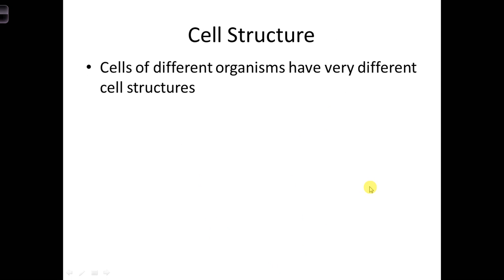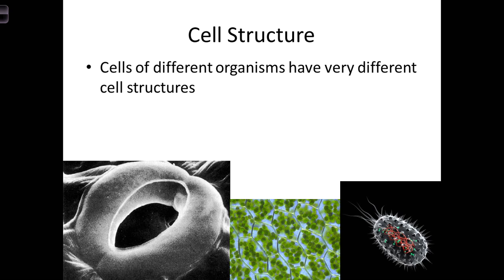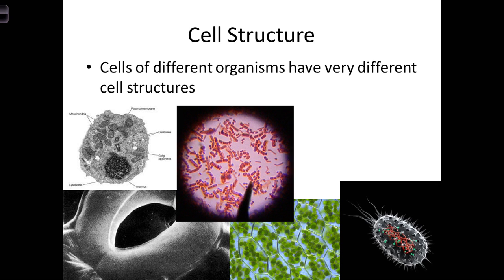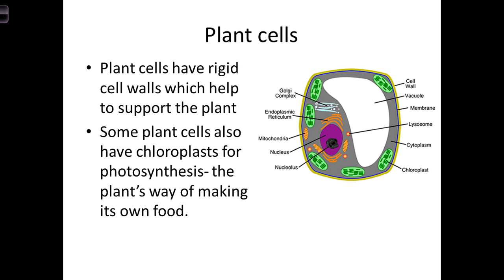Okay, let's carry on. So cell structure. Cells of different organisms have very different cell structures. And in particular we're going to look at plant and animal cells. So here we've got some different cell types. And you can see they're different shapes, and different colors and different sizes. So depending on different living things, they've got different types of cells. But even inside one organism you've got different types of cells, and they can be quite different. But they've all got things in common. We've got plant cells, which have all got these basic features. And we're also going to look at animal cells.